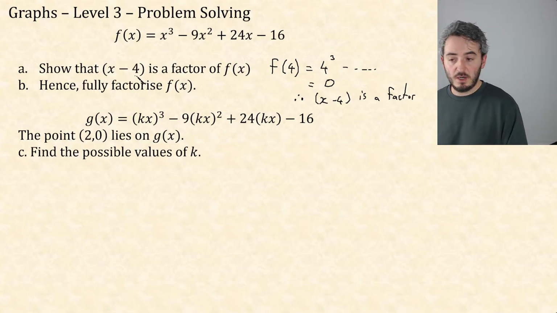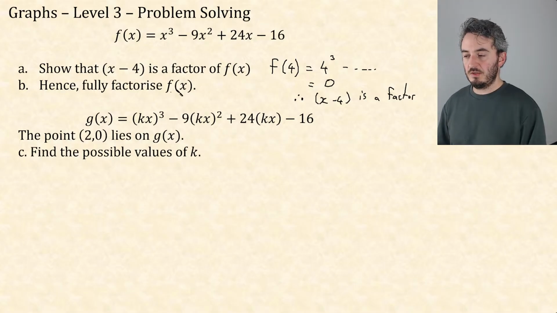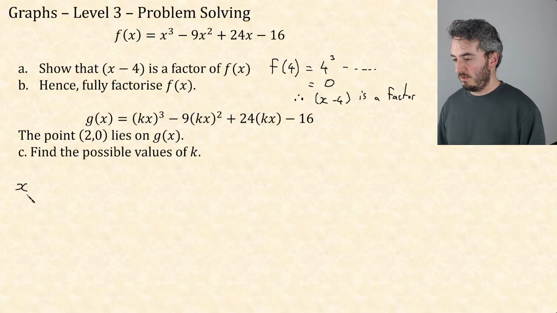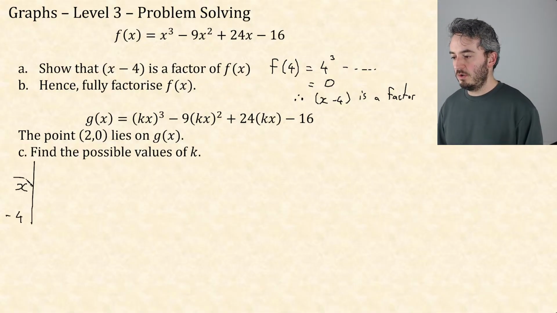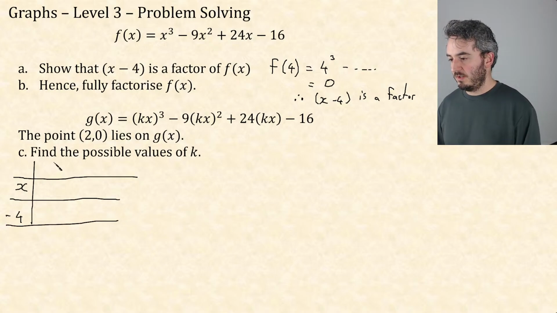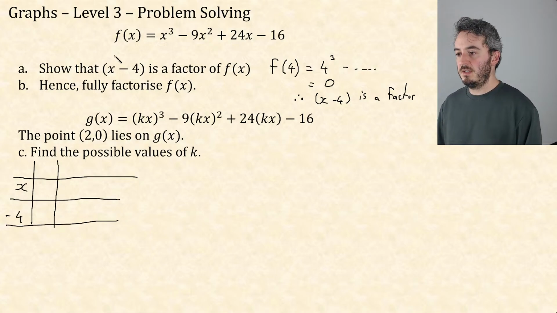Hence, fully factorize f of x. So that's just doing algebraic division. I like the grid method for this. If you don't, that's fine. If you do long division, you'll get exactly the same result. So here's how I'd approach it. I'd be saying I need x times something to give me x cubed. So that'll be x squared. That gives me my x cubed here.